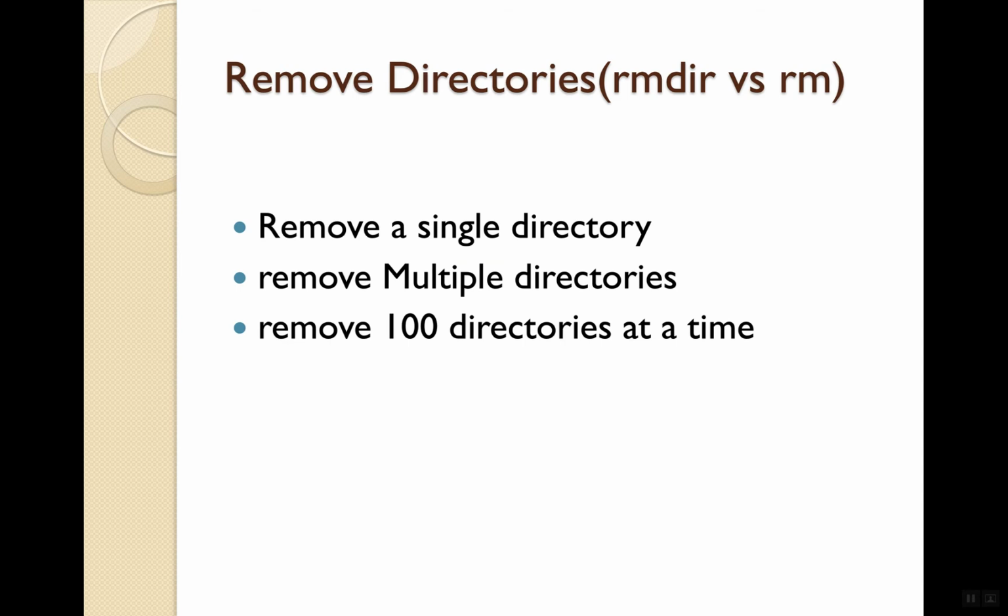In the case of removing directories, we have two commands: rmdir and rm. This is the rmdir command, and this is one more, the rm command, for removal. rmdir is remove directory; as the name indicates, we can use it only for directories. Here there is no such indication, so that means the rm command is used to delete a file or a directory. We will see how to delete a single directory and how to delete multiple.